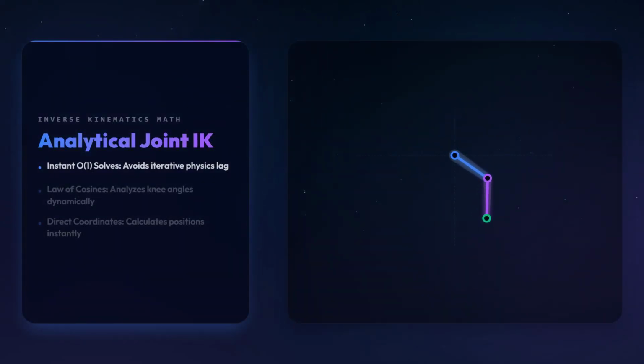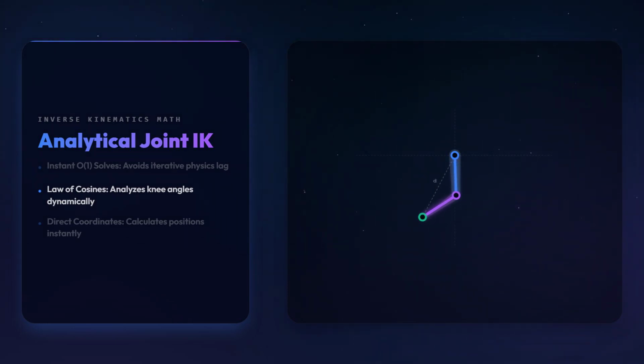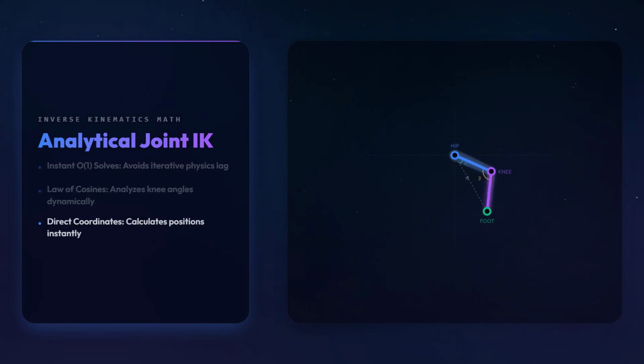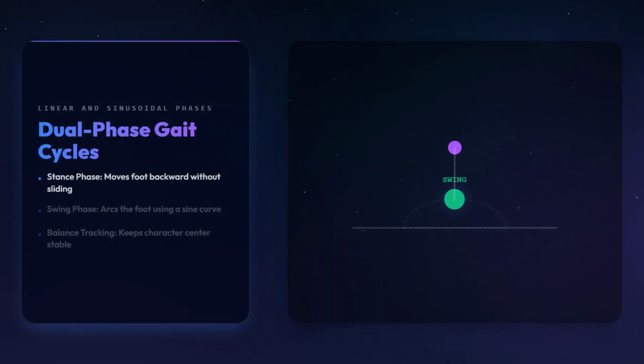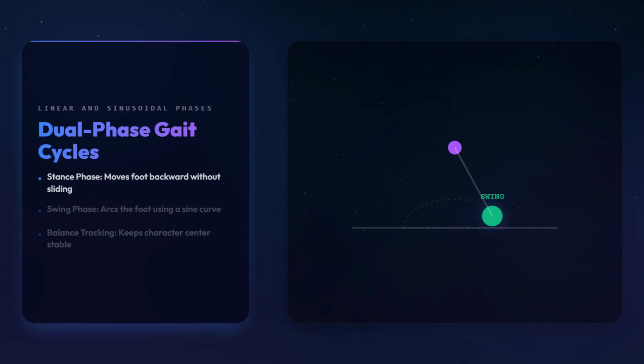To make the limbs bend, we use inverse kinematics. Instead of iterative physics solvers, we use analytical two-joint IK. Using the law of cosines, we calculate the exact knee angle beta and hip angle alpha in constant time, preventing lag. A proper walk requires gait control by splitting leg movement into stance and swing phases.